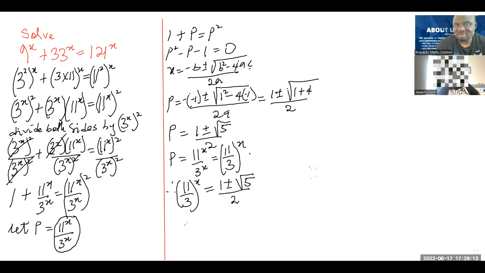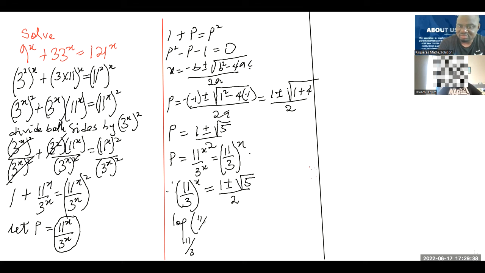At this point, the best we can do is to take the logarithm of both sides to base 11 over 3. We take the logarithm of both sides to base 11 over 3, so x equals logarithm base 11 over 3 of 1 plus negative root 5 all over 2.